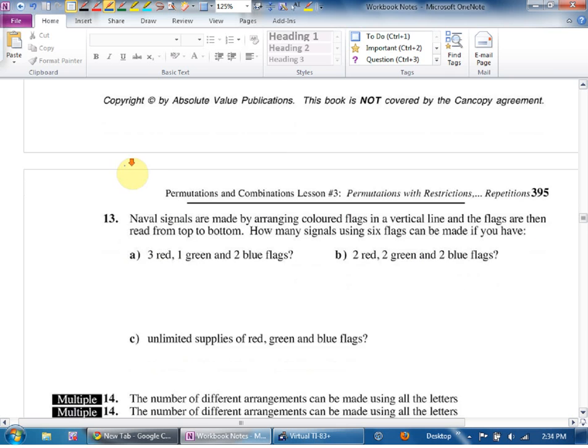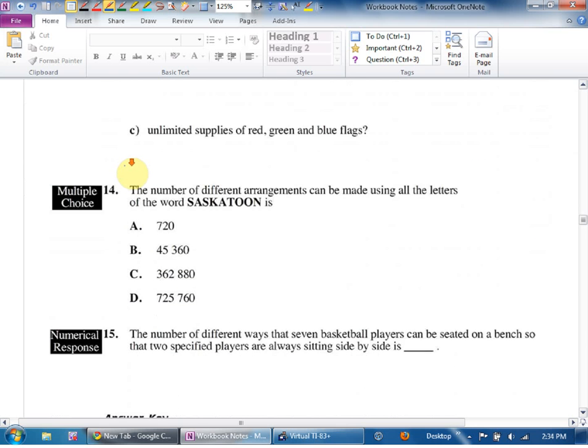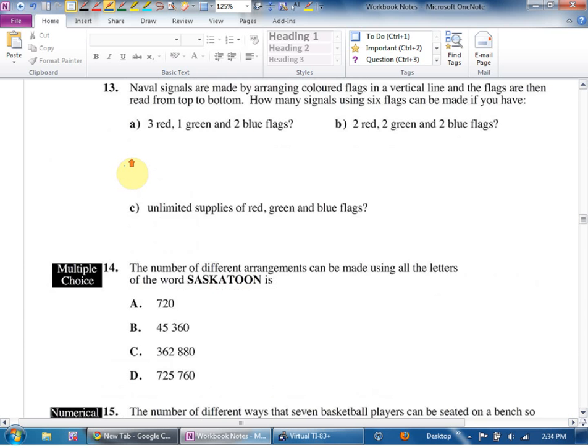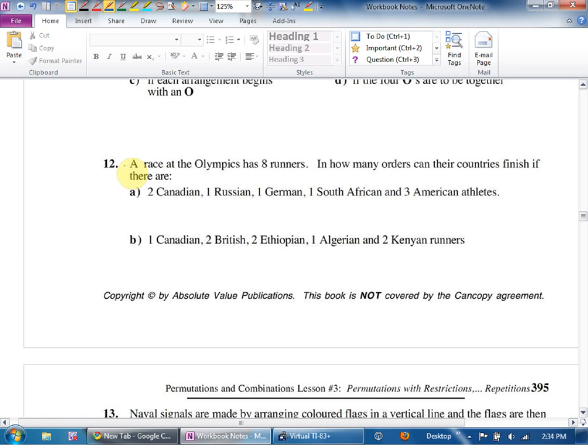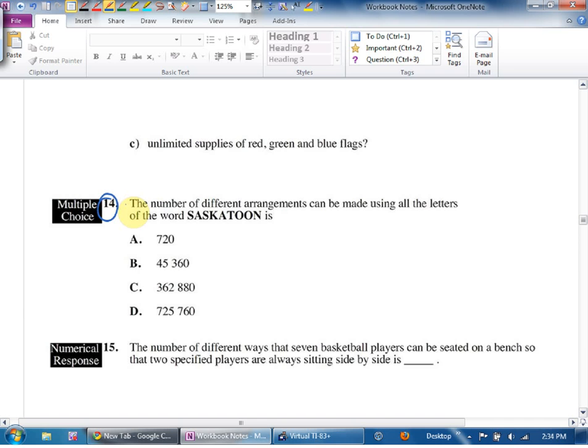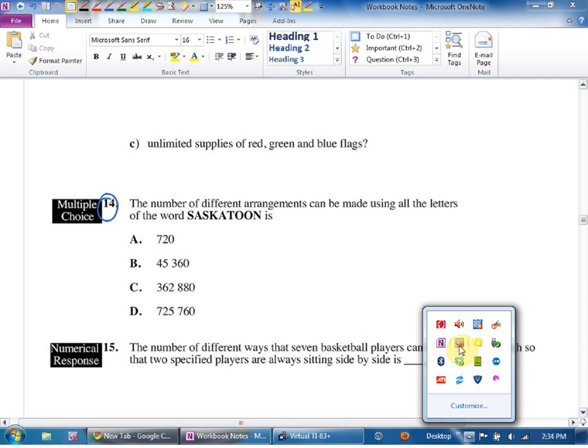Someone wants me to do Saskatoon? It's either going to be 12 or 14. Let me see here. They look long, but when you get the hang of it, they start to go pretty good. In fact, I would argue, though, the first half of the homework that I gave you is trickier. It's with restrictions, you have to really think things through.